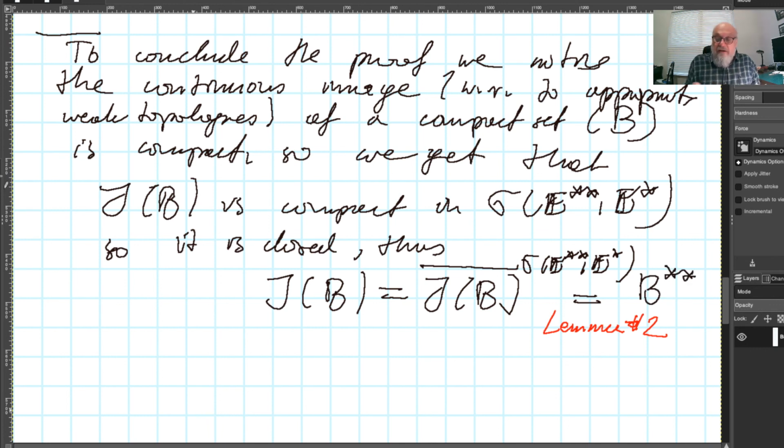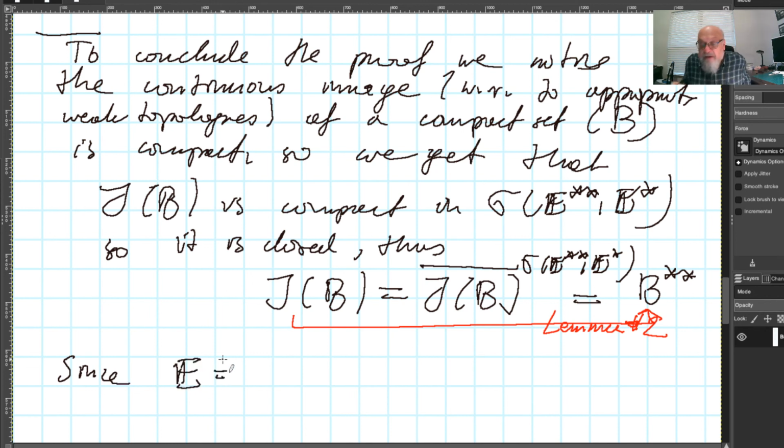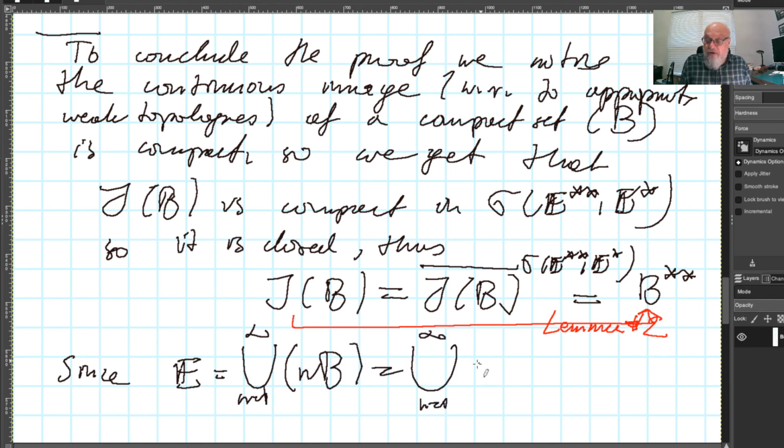And what did we get? That this ball is equal to that ball. And then, of course, I can write E as the union for n equal 1 to infinity of nB, and that's the same thing as the union for n equal 1 to infinity of nB double star. I'm getting this is E double star. So the space is reflexive, and we are done.